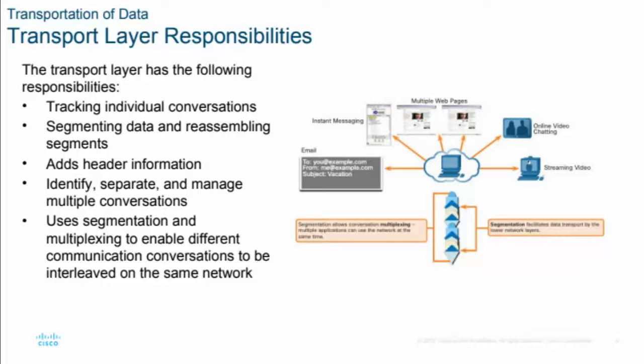It tracks individual conversations. Conversations meaning the application instances that you are using. So if I am using Word, Excel, and email, when I receive email back, it does not pop up on my Word. It will pop up on my email. Why? Because transport is organizing this. It uses different ports for different applications.